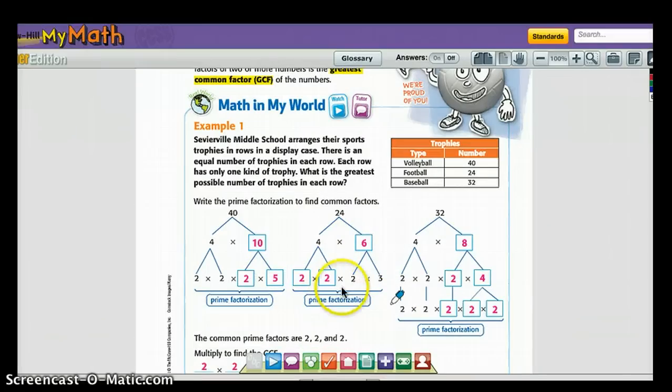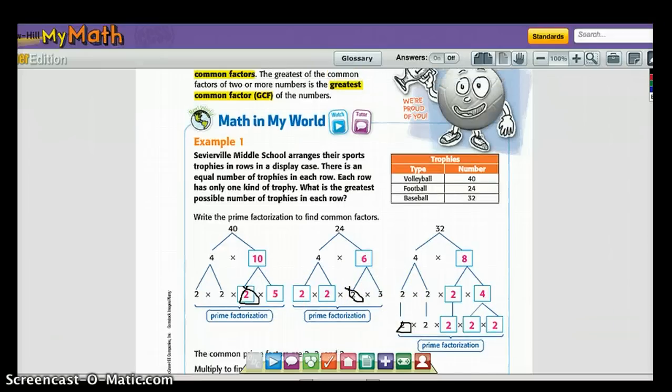Okay, so if I did the rest of my trees, I would get these rows of prime factorization. And then what I would do is look for the common prime factors. So let's see, they all have 2. Because there's a 2 here, there's a 2 in the 24, and a 2 in the 40. And that's the only one they all have in common, because they don't all have 5, they don't all have 3, and they only have 2 in common.